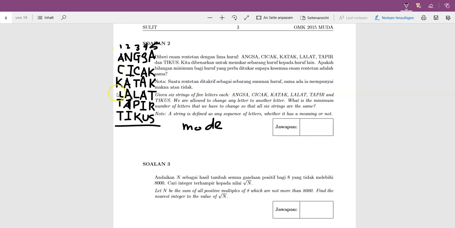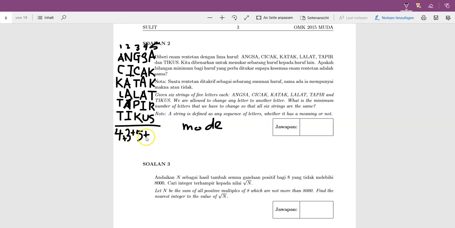So in column 1, the letter that appears the most is T, which is twice. So we need to change 4 letters. And then in column 2, the letter that appears the most is A, so there are 3. So we need to change 3 letters. And then in column 3, every letter appears once, so we just simply choose one and then we change the other 5.